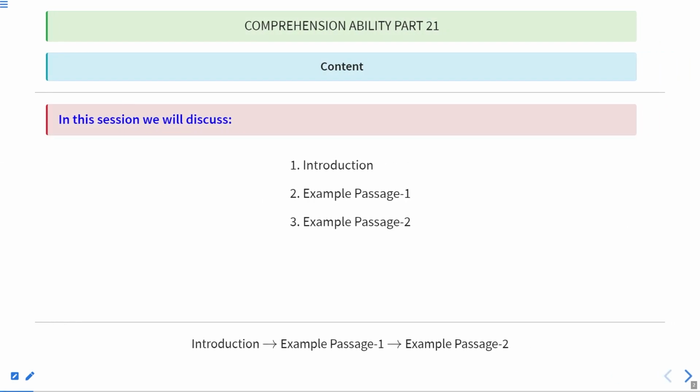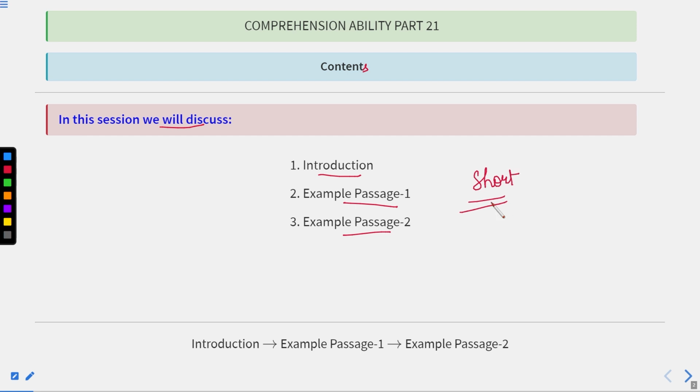So, in this session, we will discuss the introduction to the new types of passages, and after that, example passage 1 and then example passage 2. Now, this is the contents of this part number 21. Basically, you will find short passages in this session.